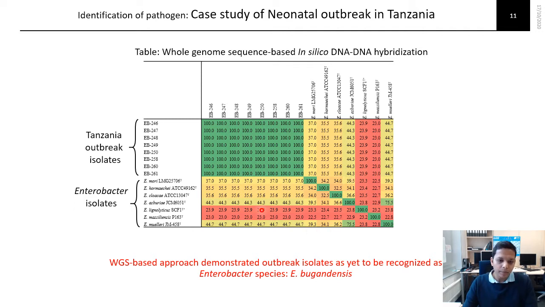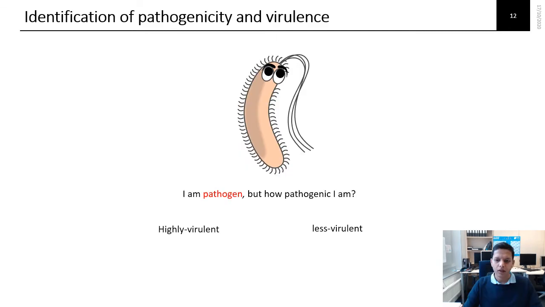So in this way, whole genome sequencing is not only giving an idea about identification of bacteria, but it's giving an idea about whether the species is novel or known. Now let's see how we can use whole genome sequence to identify if a bacterial pathogen is highly virulent or low virulent.